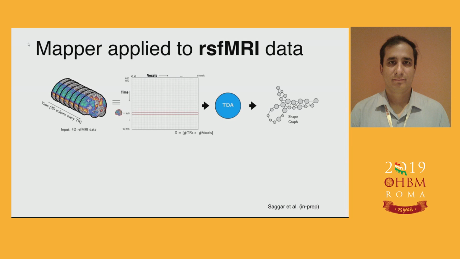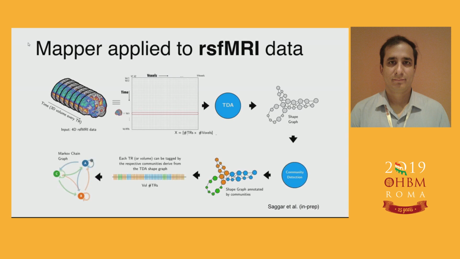So how should we apply Mapper to resting state data? The first piece is simple. We again take time by space, apply Mapper, create the shape graph. But in the task fMRI data, I was able to color the shape graph based on the task they were doing. In this case, we don't have that luxury.